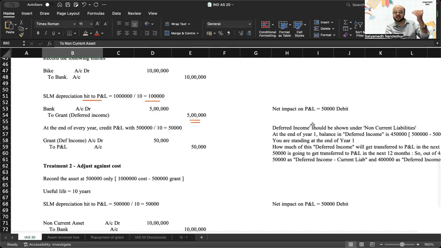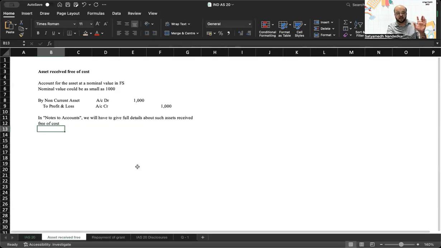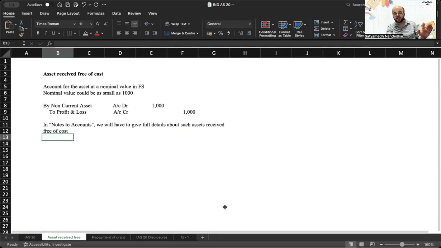These are the two approaches to recording the accounting entry for government grants of non-current or capital assets, which we call capital grants. And for assets received free of cost, assets which are gifted or given by the government without taking any consideration from you, these assets should be shown at a nominal value in the financial statements. By nominal value, I mean it could be a value of 1,000, 1,500, whatever. The number is not important. What is important is that when you are preparing notes to accounts or disclosure, detailed information has to be given about which assets were received free of cost, from whom they were received, and the name of the body that has given you this particular asset free of cost.